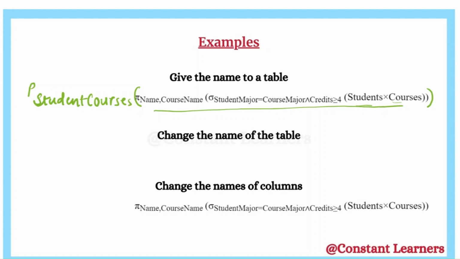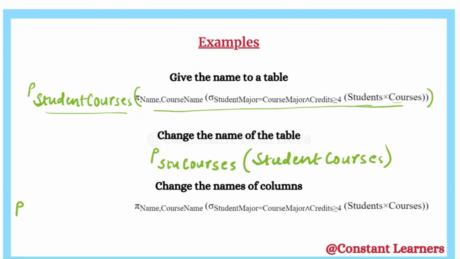Now let's say I have to change the name of this table to a new name. Let's say STU courses. So again we start with rho. Here as a subscript we write STU courses. That is the new name of our table. And the old name of the table was student courses. That will go inside the round bracket. That is student courses.